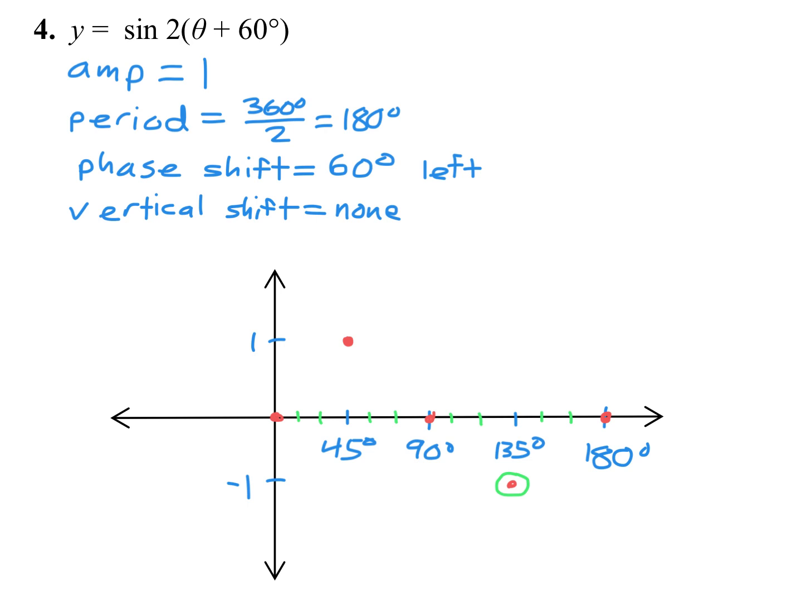So to shift that to the left, 135 minus 60 is 75. So that point would end up here. The top point would end up going from 45 degrees to like negative 15. So I'm going to go a little to the left of the axis.